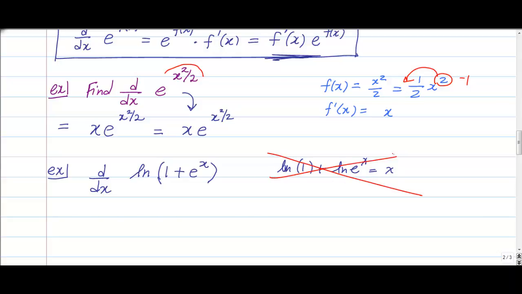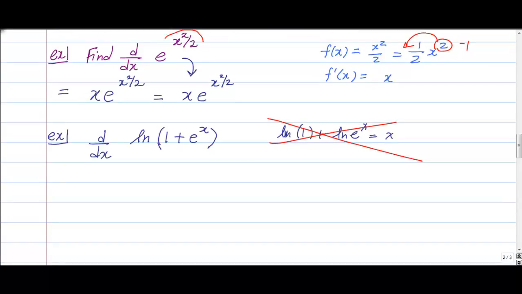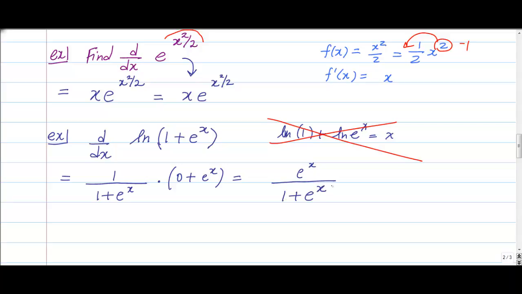Log of a product is the sum of the logs. Log of a sum is not the sum of the logs. Okay, so the only way we can tackle this is to actually go through and do the derivative. So what is the derivative of natural log of something? 1 over that something times the derivative of the inside, chain rule. The derivative of 1 is 0, the derivative of e to the x is e to the x, so this whole thing becomes e to the x over 1 plus e to the x. Okay, and that is our simplest form.